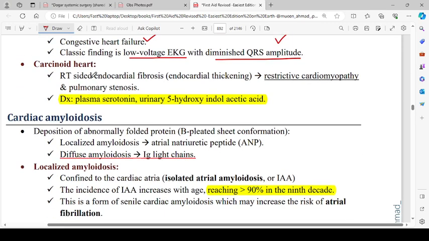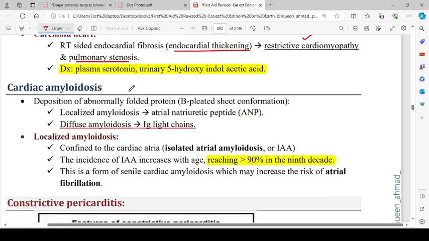Carcinoid heart. Carcinoid heart is basically a complication or a part of carcinoid syndrome. So right side endocardial fibrosis, endocardial thickening with restrictive cardiomyopathy and pulmonary stenosis. The diagnosis is plasma serotonin, urine 5-hydroxyindole acetic acid.